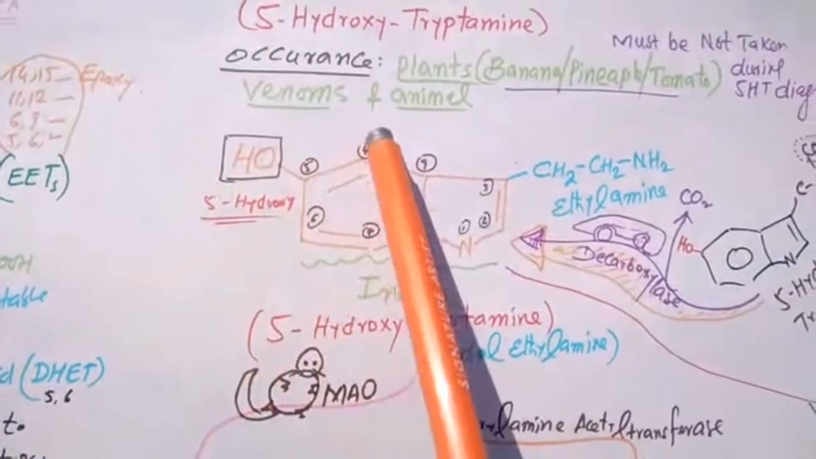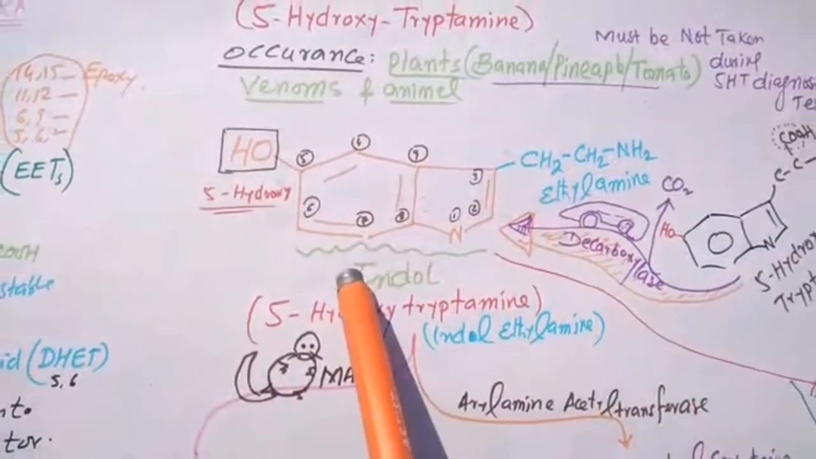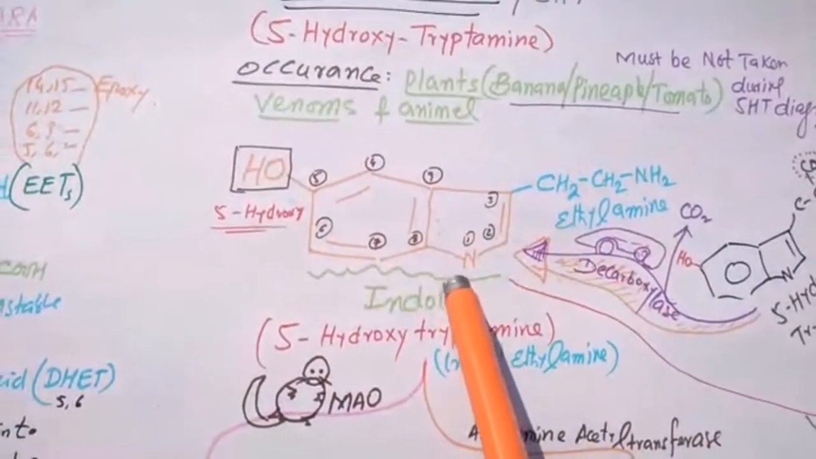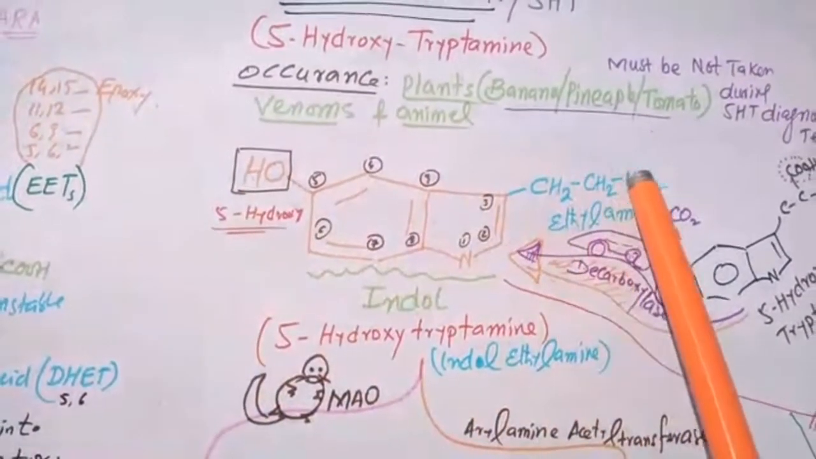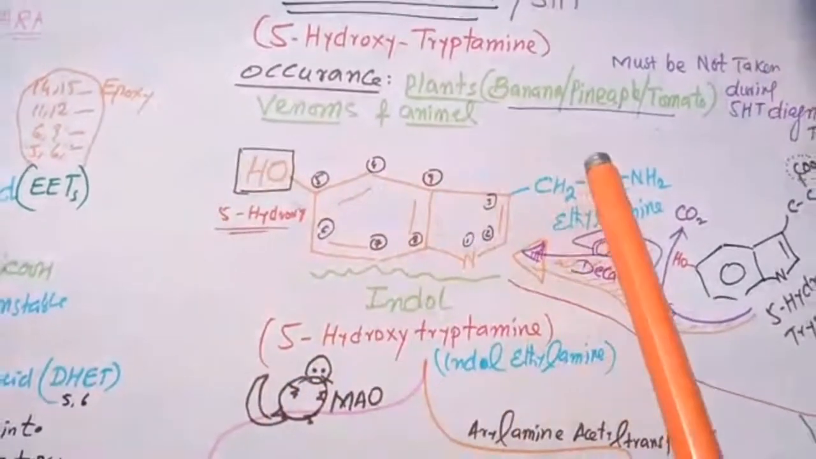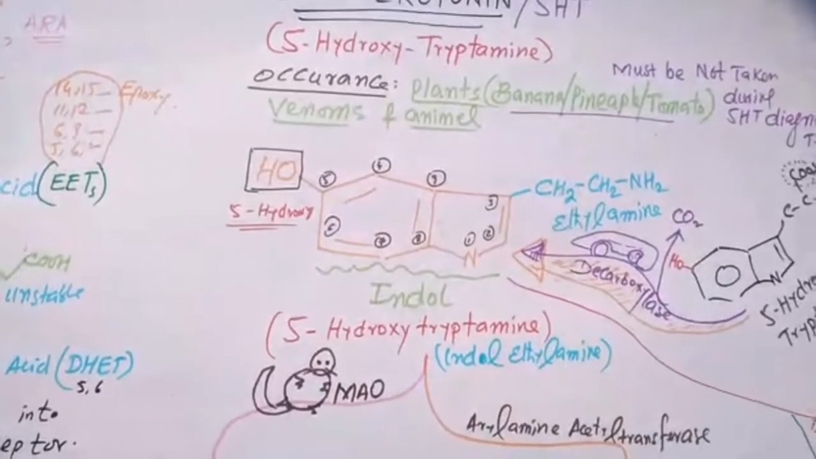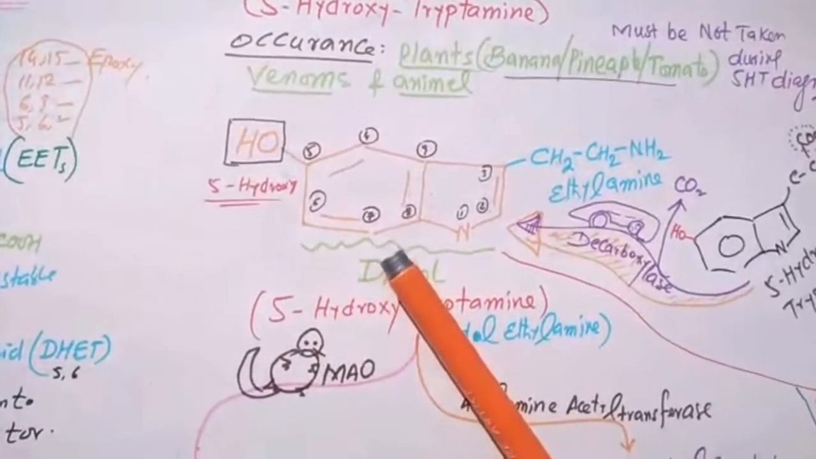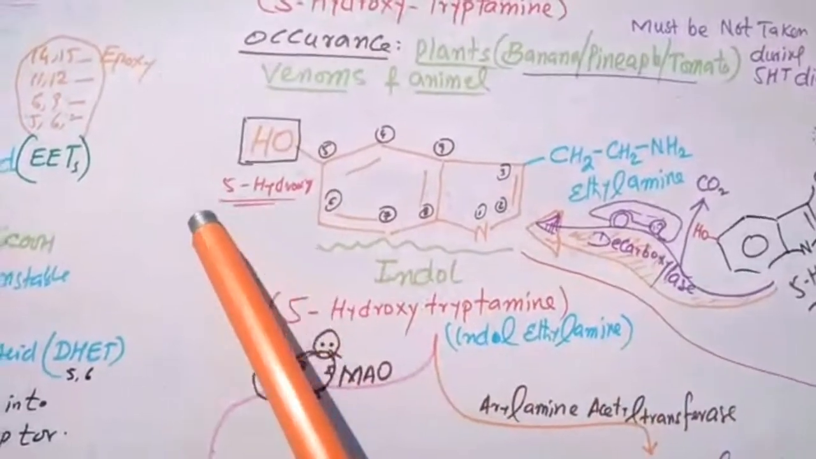Remember that 5-HT is not absorbed from the GIT. This 5-HT cannot cross the blood-brain barrier. However, 5-HT can be absorbed through a special transporter.